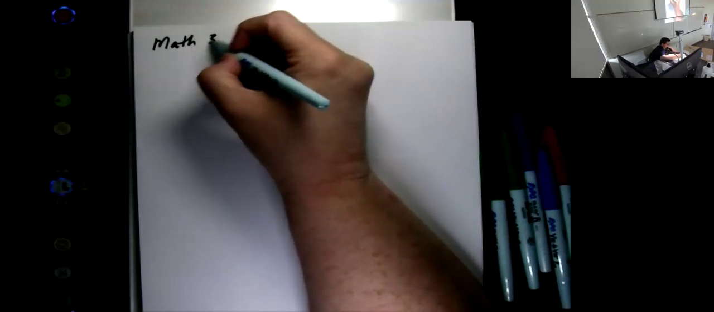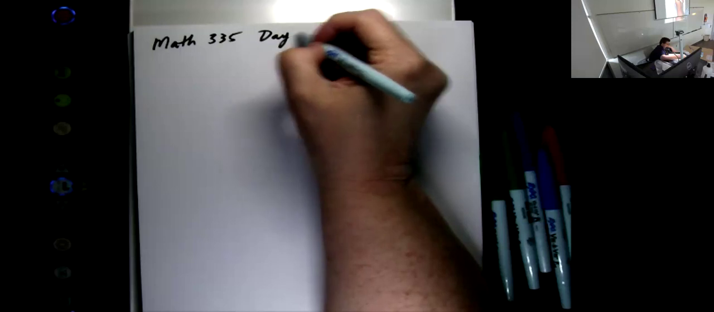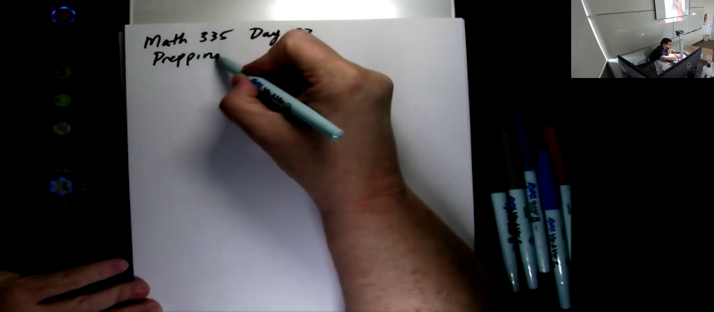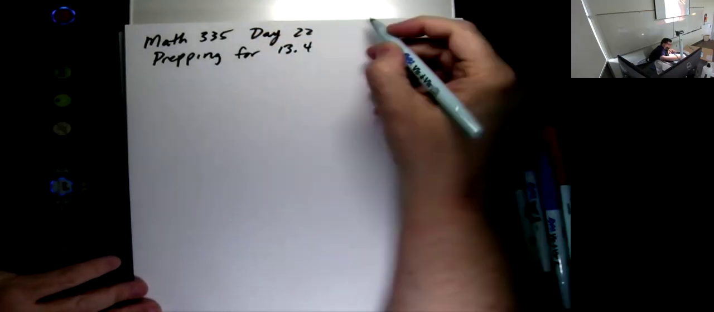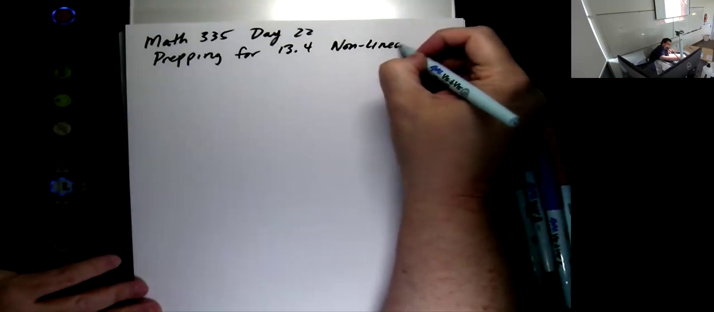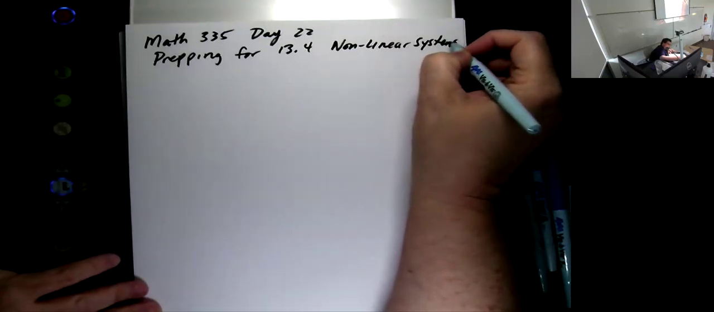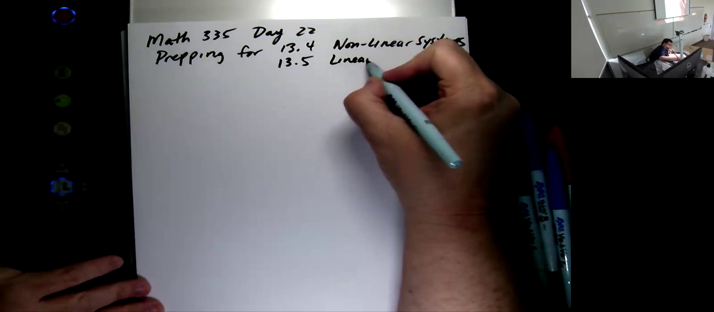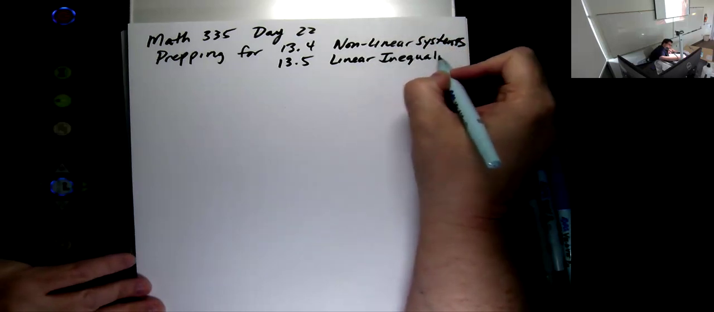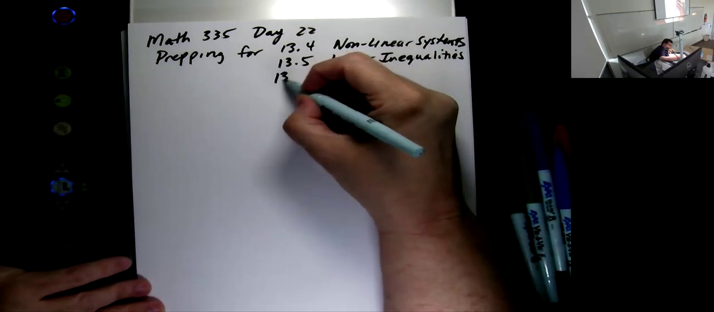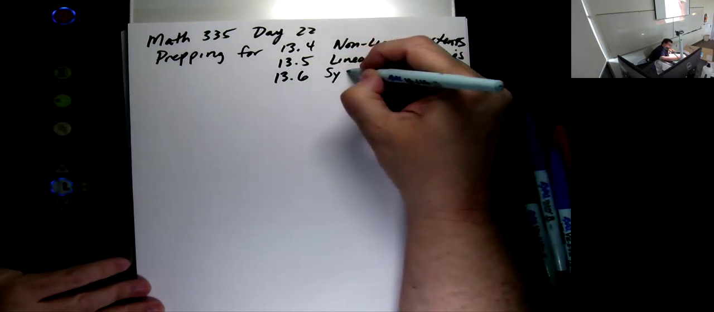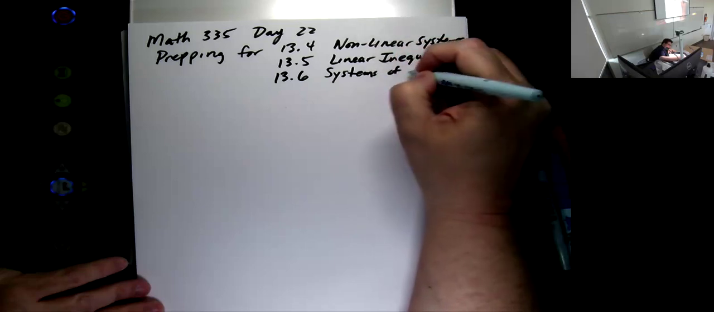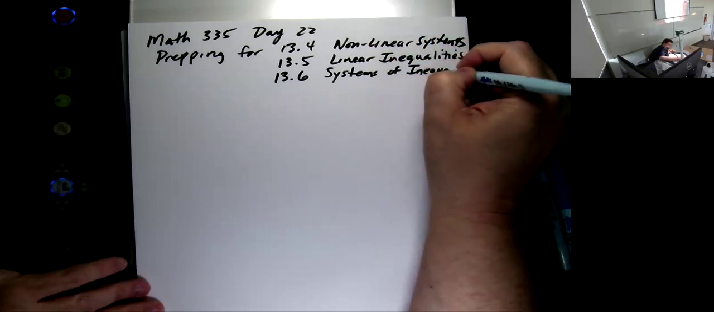Right, so Math 335, day 22. We are prepping for 13.4, which is on nonlinear systems, and 13.5 on linear inequalities. And I try to prep you for 13.6, systems of inequalities, which kind of does 13.4 and 13.5 together.